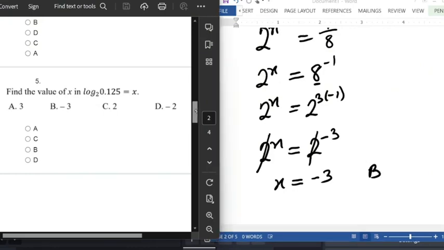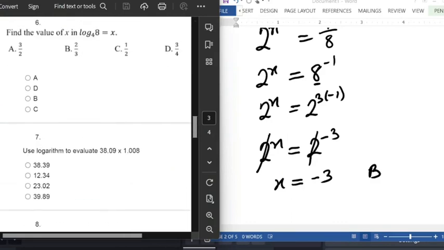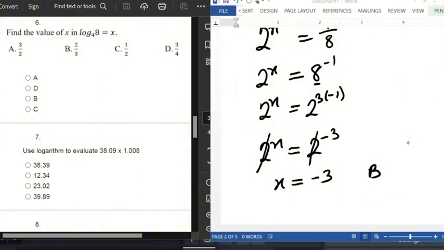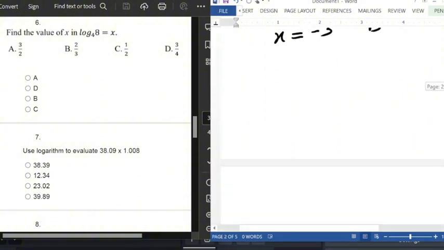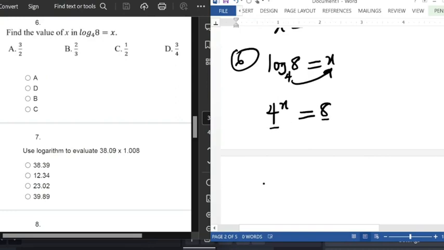So we'll go to question number 6 now. For question number 6, we are asked to find the value of x. So we have log 8 to base 4 equals x. So the same thing, this will go and carry this. That's going to be 4 raised to x equals what? 8. So what we are going to do, we reduce both of them to base 2.